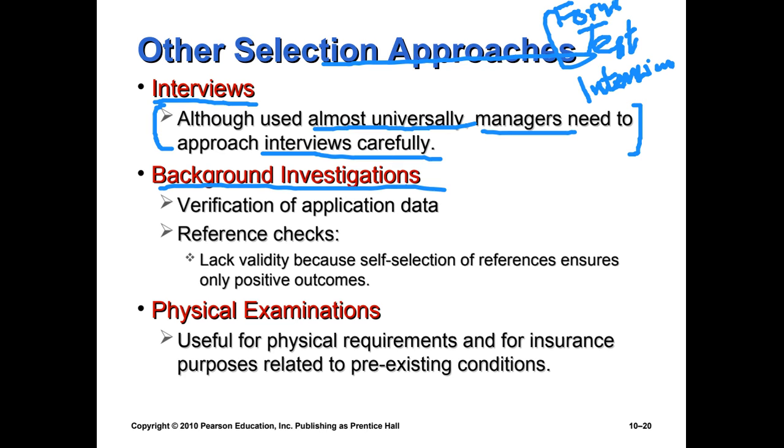And once the interview has shortlisted the candidate, the next step is to check their background. Background information is very important, in which they are basically verifying the applicant's data, whatever data they have shared with the company, and they also check the references. So this is related to the validity of the candidate.